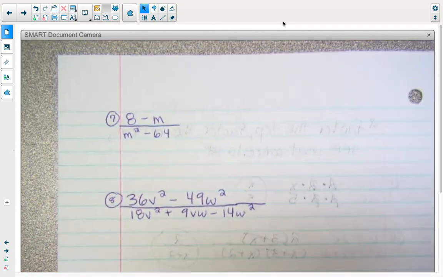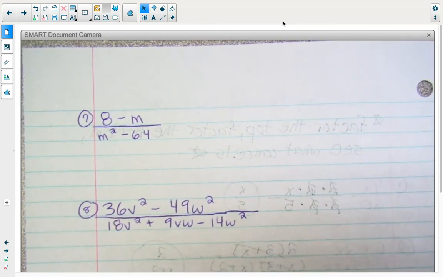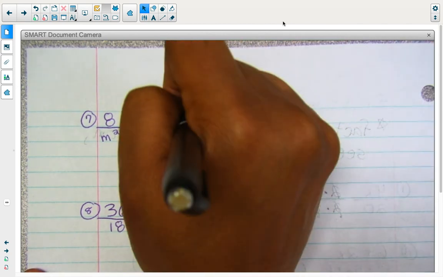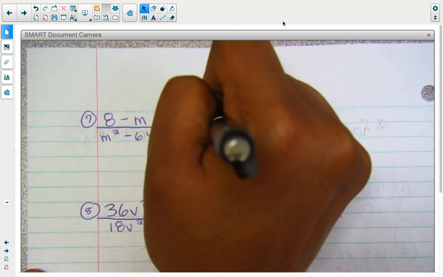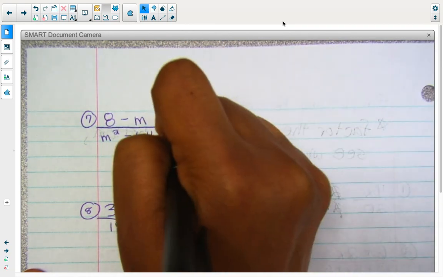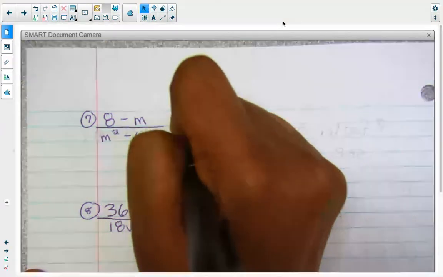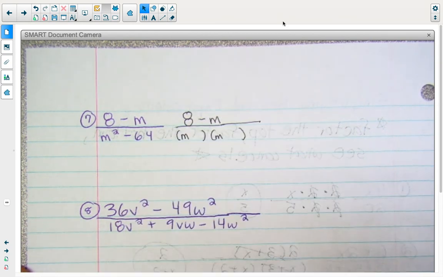Okay. Number 7. So I'm going to leave the top like it is. There's nothing I can do with the top, so that's going to stay 8 minus m. On the bottom, we're going to set up our parentheses. Go ahead and fill in the m's. We need two numbers that multiply to give me negative 64, add to give me 0.